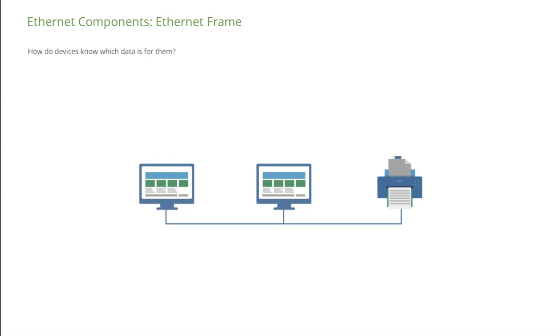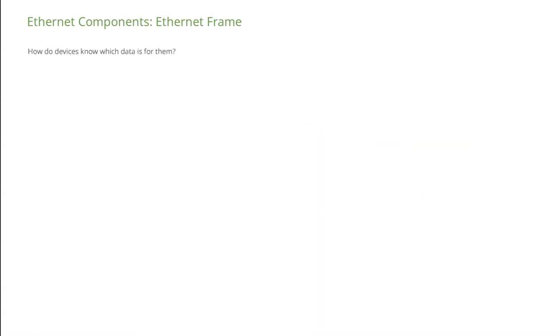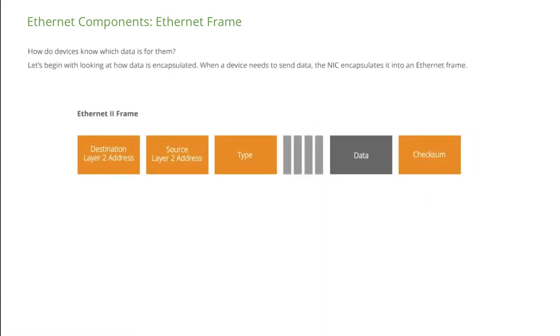Now let's move on to the third question posed earlier. How do devices know which data is intended for them? Let's begin by looking at how data is encapsulated. When a device needs to send data, the NIC encapsulates it into an Ethernet frame.